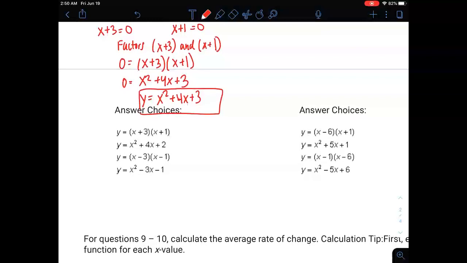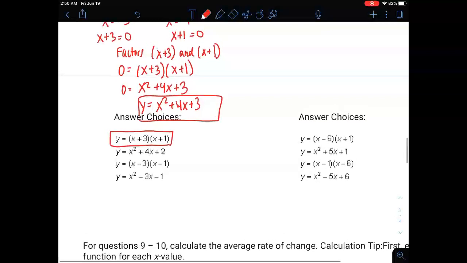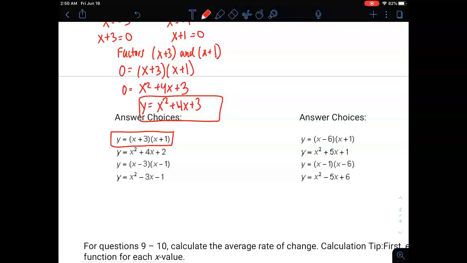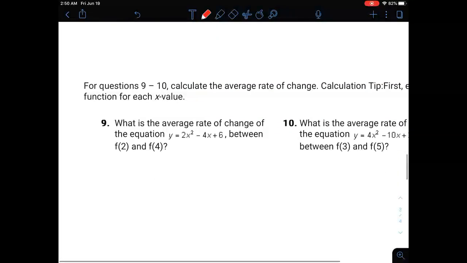Oh, all right. So for answer choices, sorry, I didn't even notice. I was very confused. For answer choices, the first answer is correct there, because it's x plus 3 and x plus 1. And I took it a step further there by foiling it out. So apologies. The first answer choice is correct.